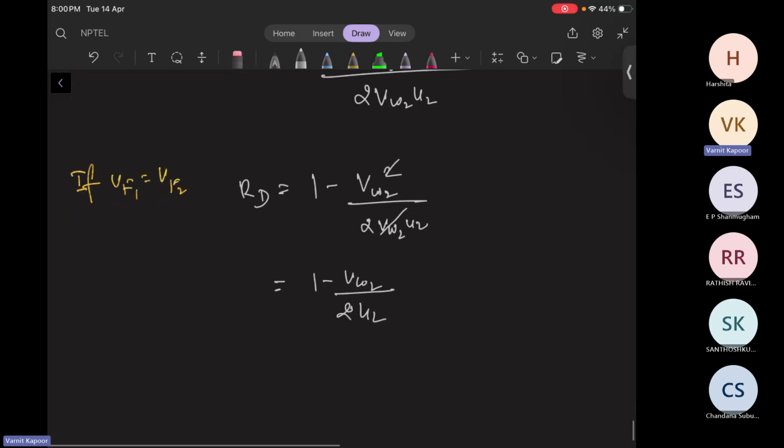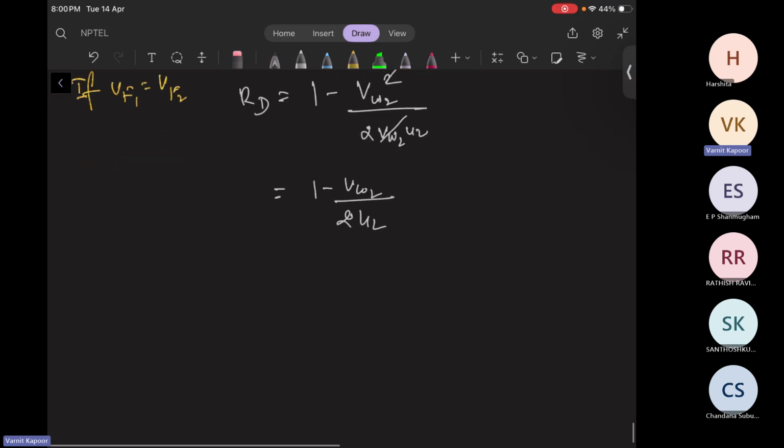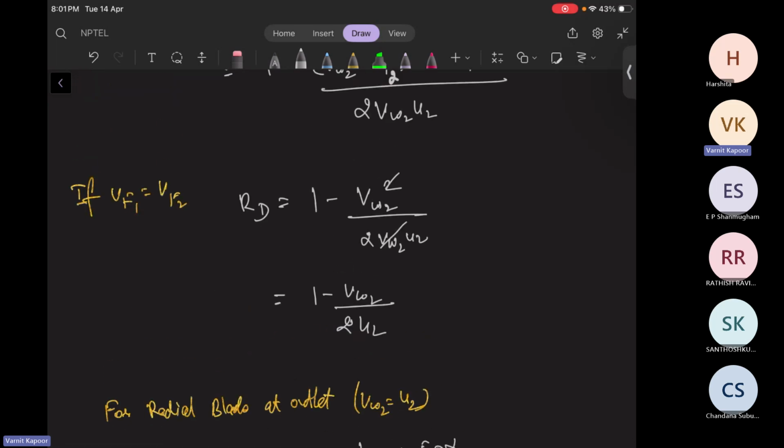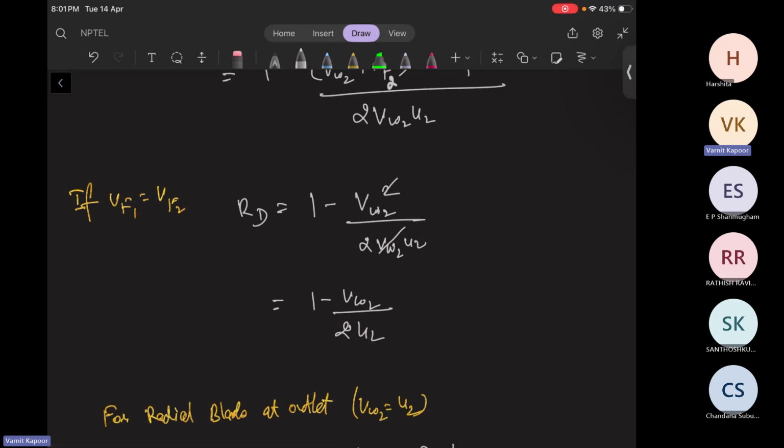If I want to say for radial blades at outlet, the degree of reaction will be, my VW2 will be equal to U2. So if you put this in the above, it will be 1 minus 1 by 2, that is half, that is equal to 50% degree of reaction. This will be the condition. Let me show what I am trying to say. Some students might get confused.